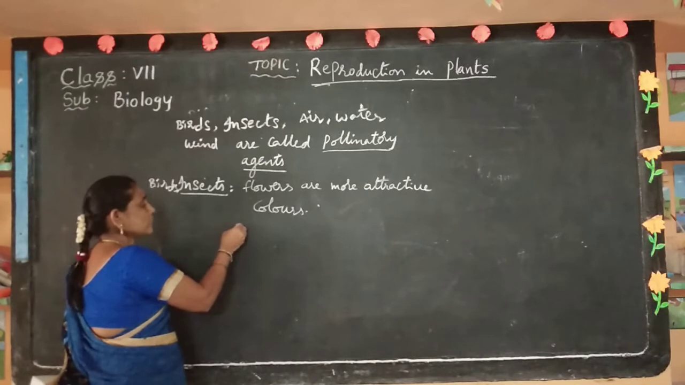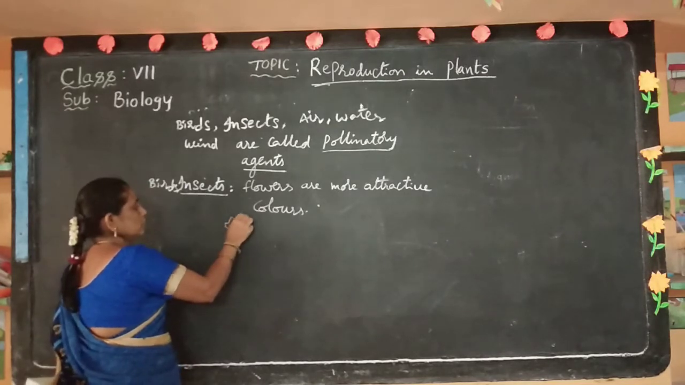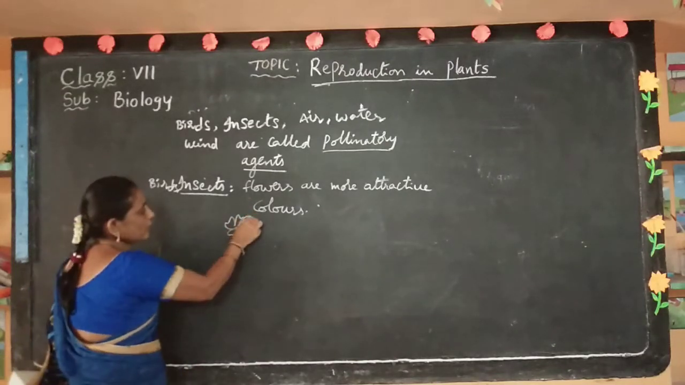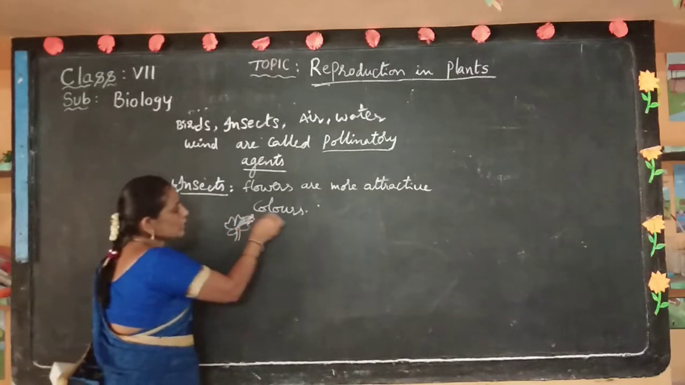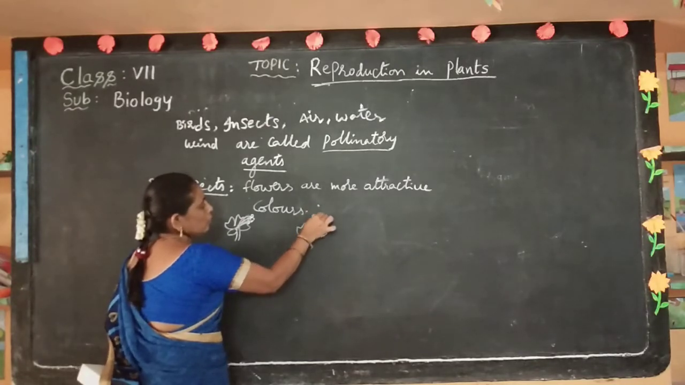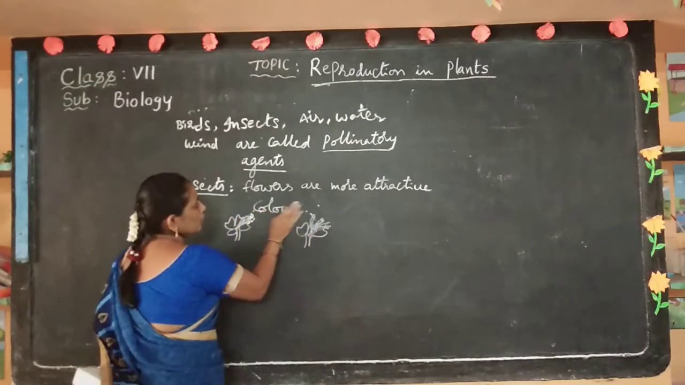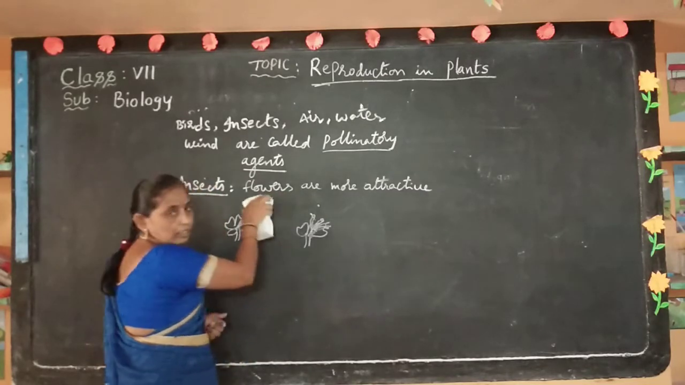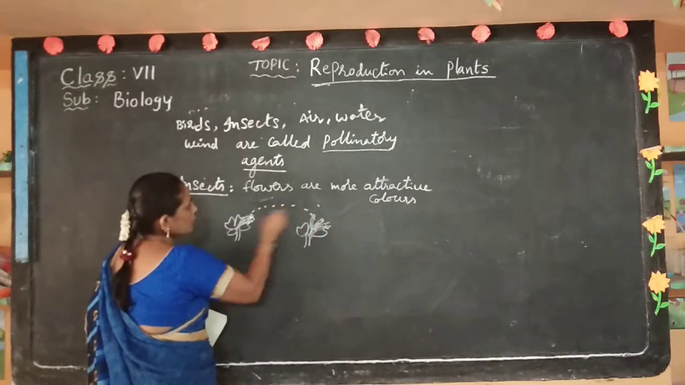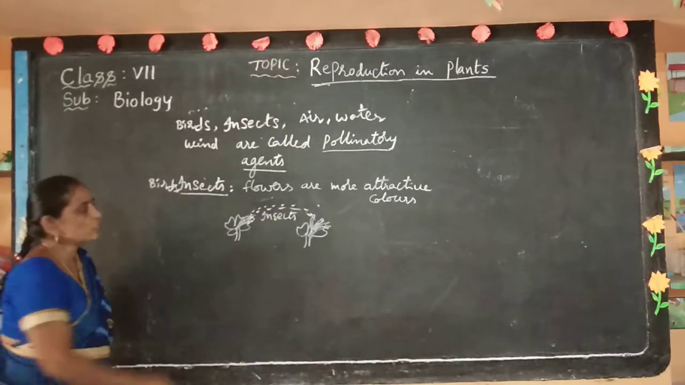For example, an insect sits on a flower. Then pollen grains are attached to the body of the insect. Then the same insect sits on another flower, and the pollen grains are released onto the other flower. This is transfer of pollen grains through insects.